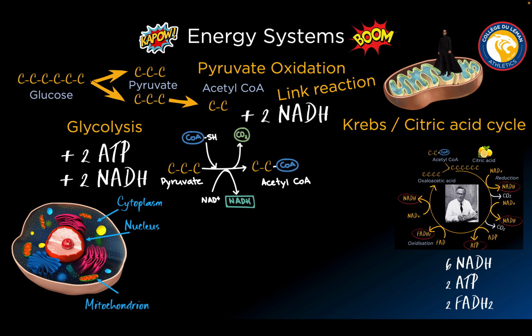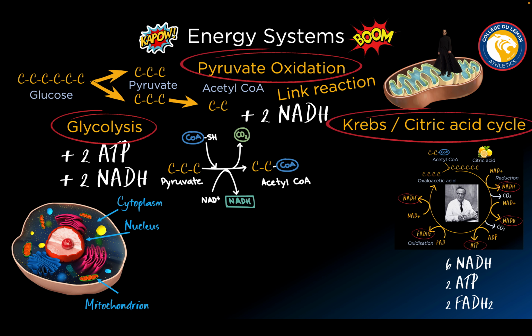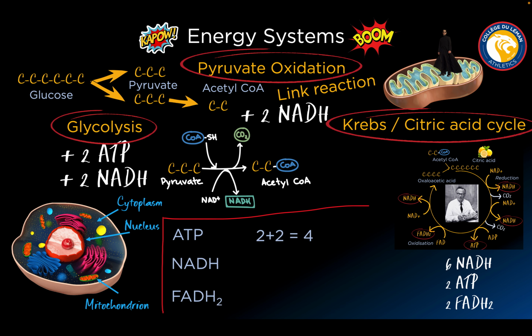So I think it's time to do some sums. We've got our 3 processes here: glycolysis, pyruvate oxidation or the link reaction, and the Krebs cycle. Now, this is theoretical. Different people will tell you different numbers. In fact, whatever these numbers are, it's probably going to be fewer than this, but we need just an idea of the sort of ratio of ATPs that we're going to get. So we're looking for ATPs, NADHs, and FADH2s.